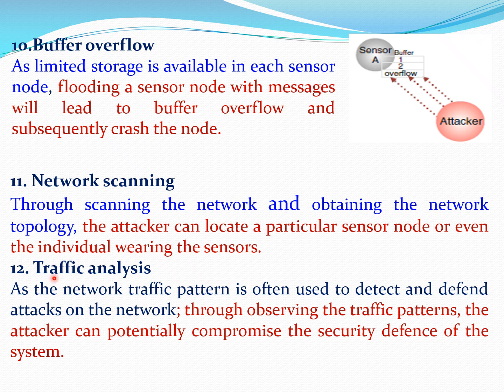The next attack is called traffic analysis. As the network traffic pattern is often used to detect and defend against attacks on the network, through observing the traffic patterns, the attacker can potentially compromise the security defense of the system. By studying the traffic pattern, a malicious node can attack the system or affect the body area network.